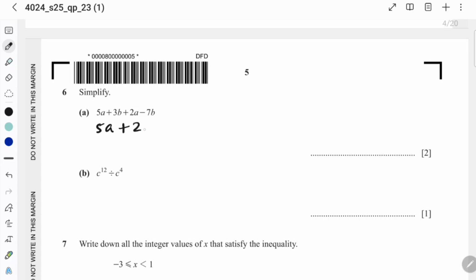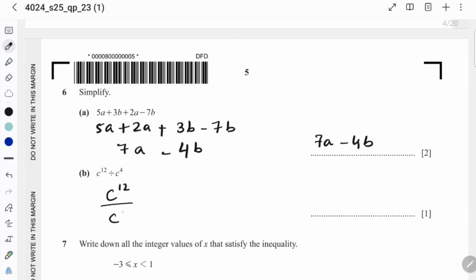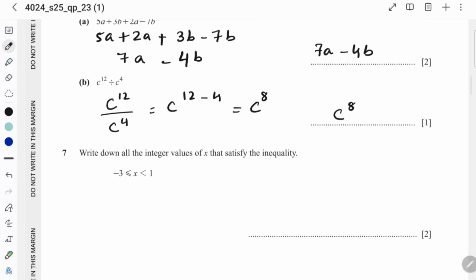5a plus 2a plus 3b minus 7b. Okay, so 7a and 4, but minus sign because 7 is a greater digit. So 7a minus 4b. Now part B is c to the power 12 divided by c to the power 4. We divide it and subtract the power. C to the power 12 minus 4 will be equal to c to the power of 8. And it's also a 1 mark question.